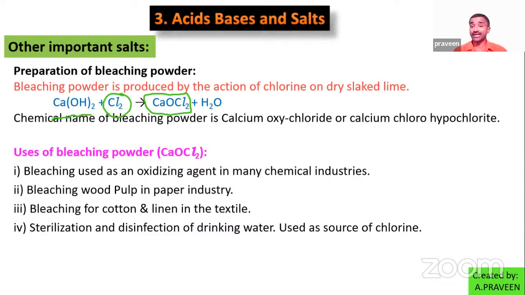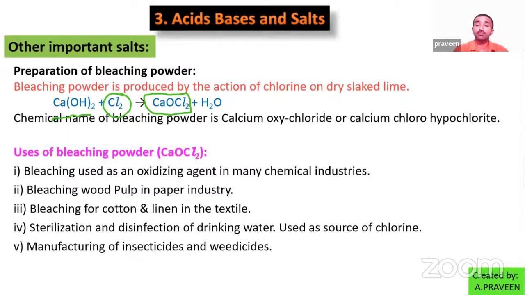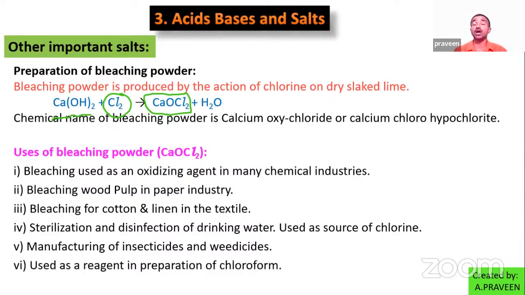In manufacturing industries, it is used for weedicides or insecticides, and chemicals that help in the fertilization process. It is also used as a reagent for the preparation of chloroform, CHCl3. So these are the applications of bleaching powder.